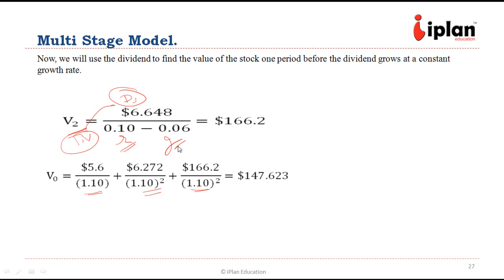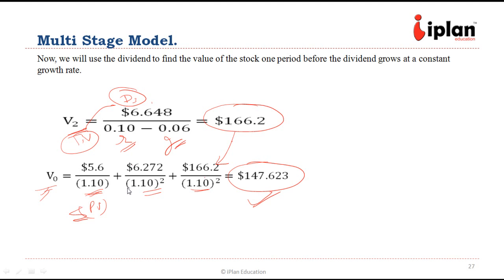R is 10%, G is 6%. Based on that, we have the value of V2, which is terminal value, and that terminal value is put here, and sum of all these present values, we get 147.623, which is the total value of the security. So this is how we have two-stage model. We can have multi-stage model. On the same lines, we can discount at the cost of capital to find out the present value.